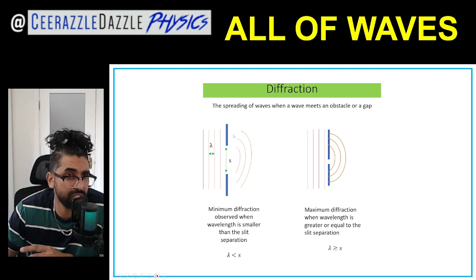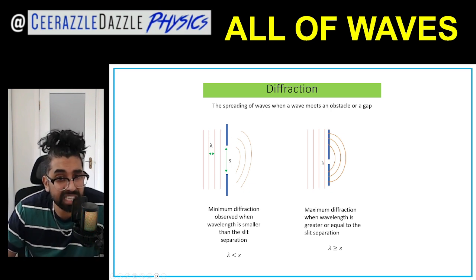So at points like these you wouldn't feel the wave, but in order to get maximum diffraction you need the wavelength to be greater than or equal to the slit separation. So the maximum diffraction is when the wavelength is greater than or equal to the slit separation.